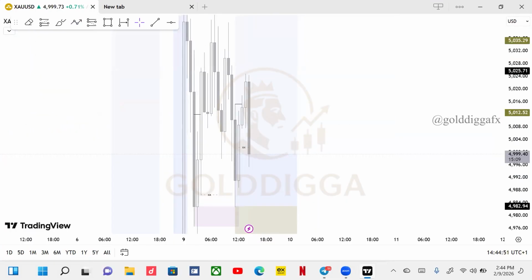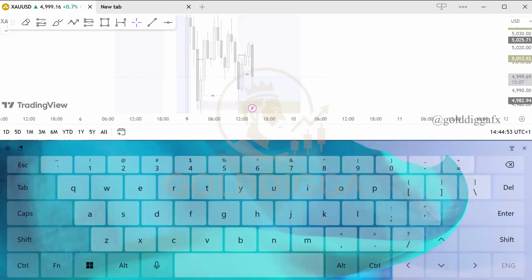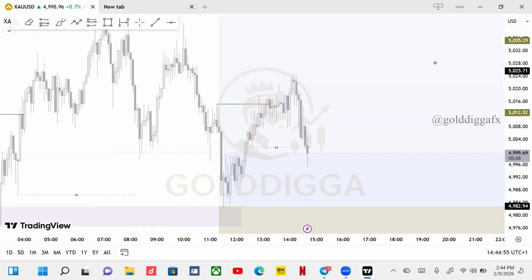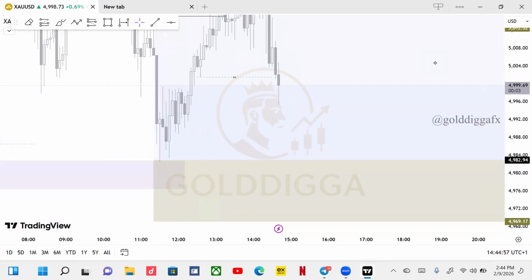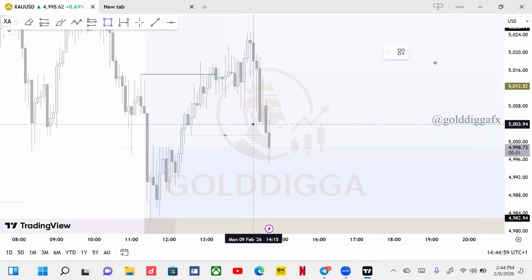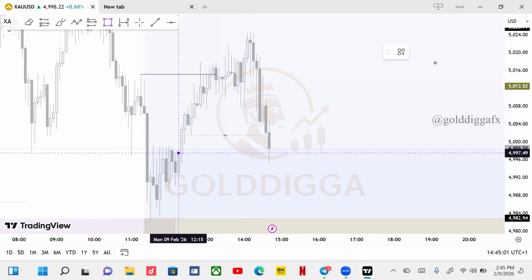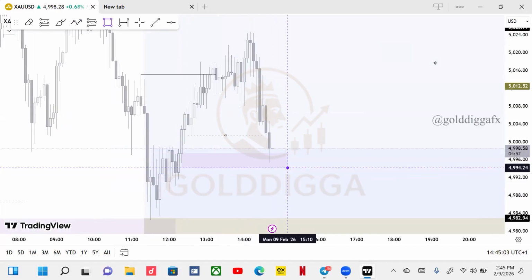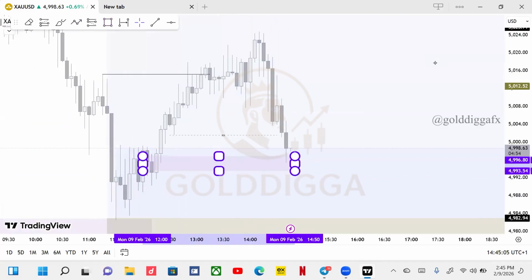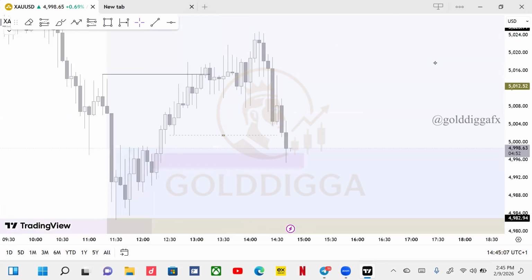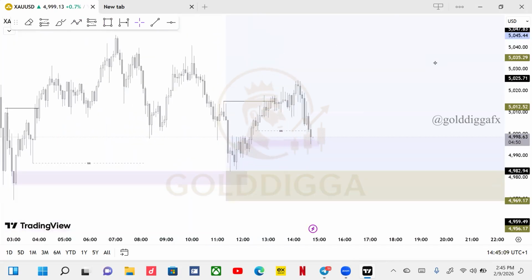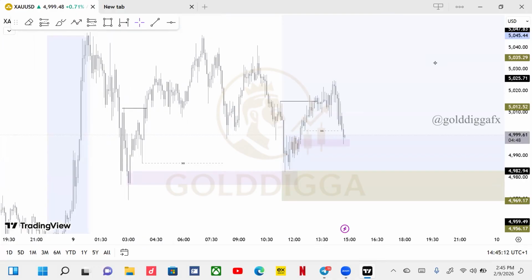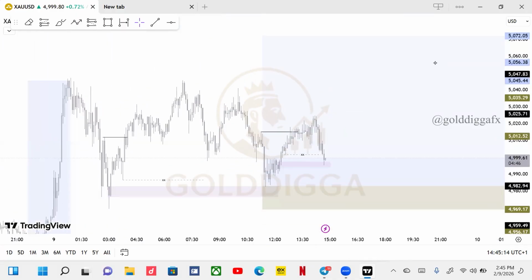So now the liquidity is out. We might see price go back and reverse to the upside, especially since price tapped into the level from here. Price might reverse now, and it's New York session. So it's possible we reverse now and go to the upside from this zone.